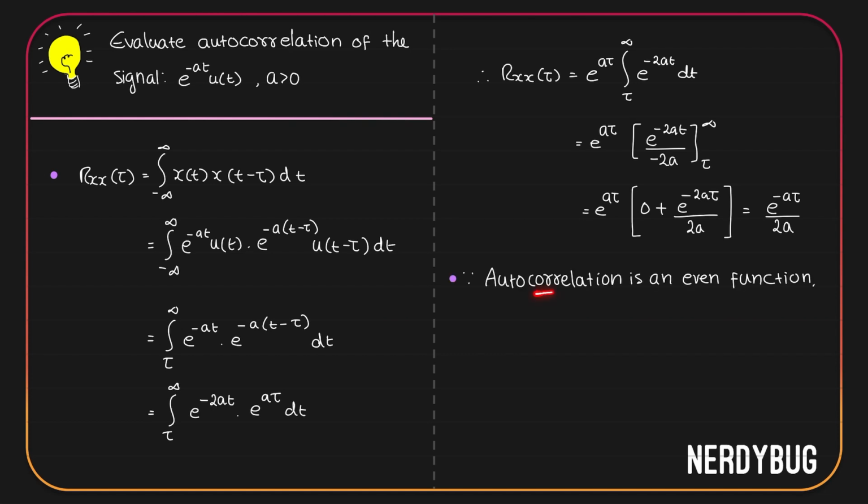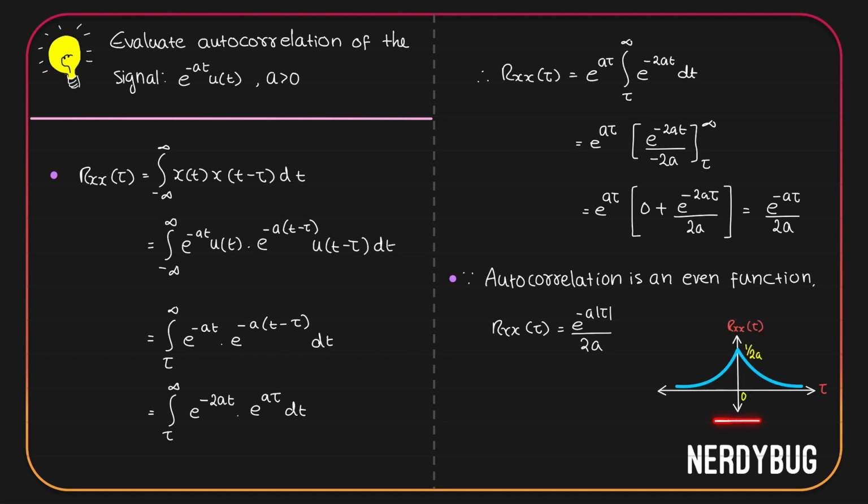But we have learned that autocorrelation is an even function. It should look the same on both sides of the y-axis. To accommodate that, we'll write r xx of tau is equal to e raised to minus a mod of tau divided by 2a. We're taking magnitude of tau so that tau being positive or negative should not affect the value.